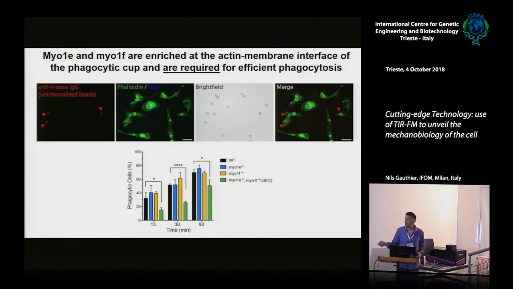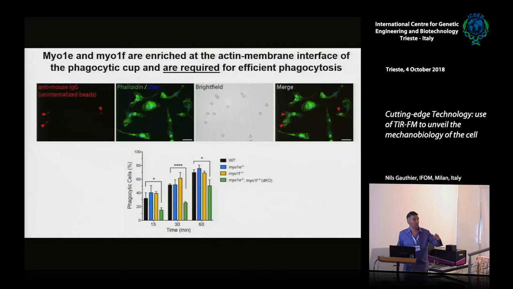Then by many iterations, what we observe is that removing one myosin or the other myosin didn't do anything to the phagocytosis. It's only when you have the double knockout that you start to really affect the process. Then you need myosin 1, but they are complementary. Indeed, they are very close in sequence. But you need to remove both of them to have an effect, which is complicated sometimes.